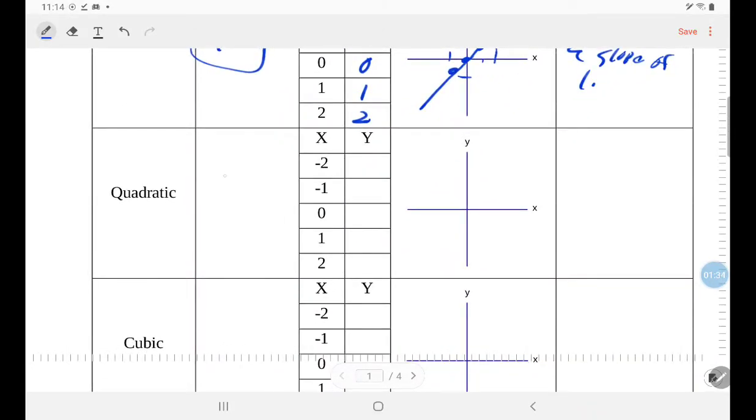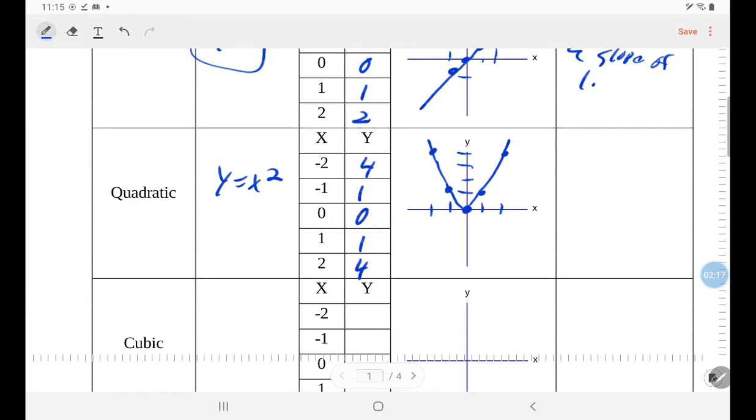Next one, quadratic parent function. Quadratics are those that have a highest power of 2. So we have y equals x squared as your parent function. So to find your y's, just square. Negative 2 squared is 4. Negative 1 squared is 1. 0 squared, 1 squared, 2 squared, and then you graph. So you got the origin, 1, 1, 2, 4, negative 1, 1, negative 2, 4, something like that.